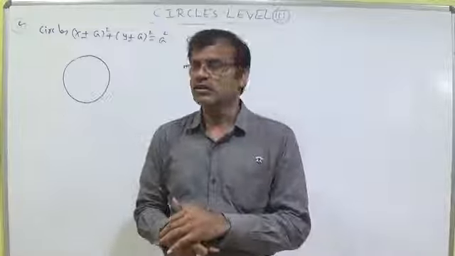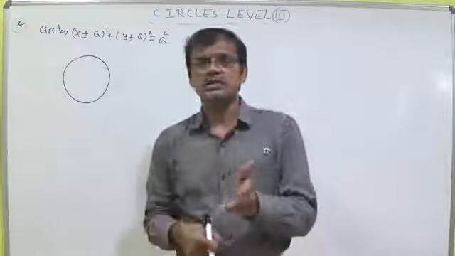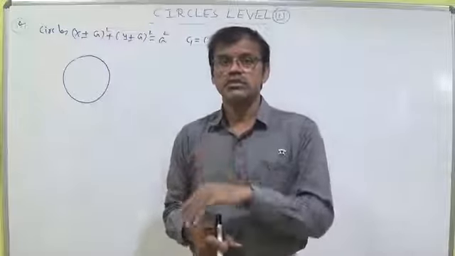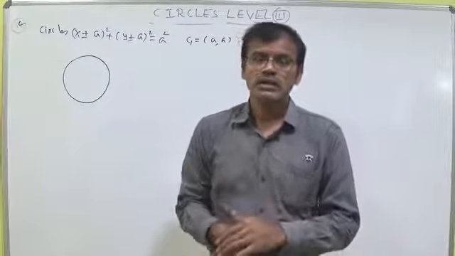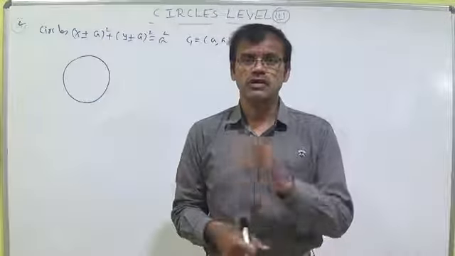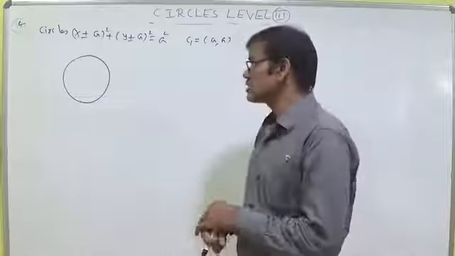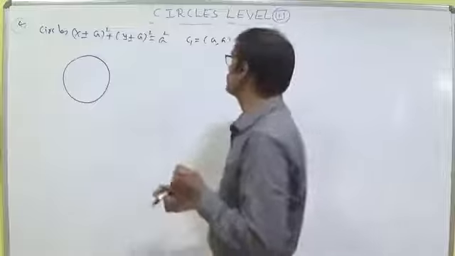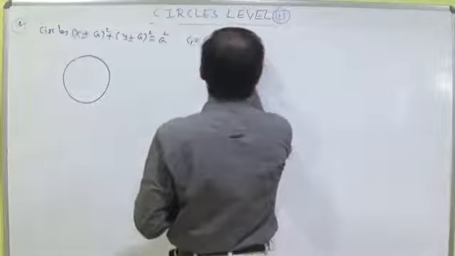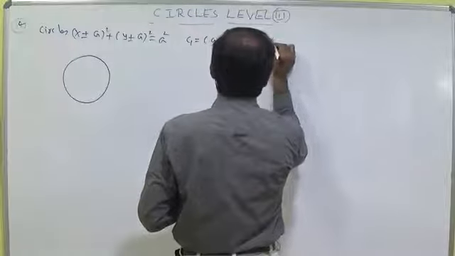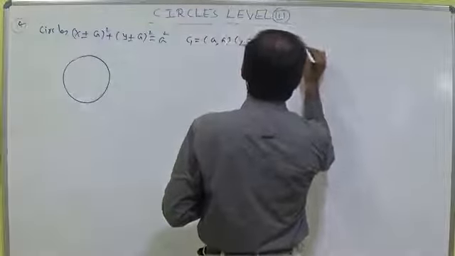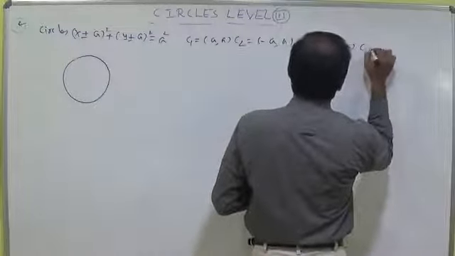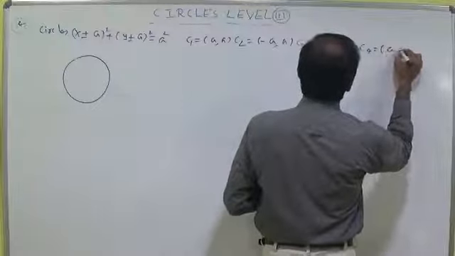Next, the minus plus case: (x minus a) whole square plus (y plus a) whole square, so the center is (a, minus a), fourth quadrant. Let us consider both negative: (x minus a) whole square plus (y minus a) whole square, so the center is (a, a), in the first quadrant. The centers can be in the first, second, third and fourth quadrants. So C1 is equal to (a, a), C2 is equal to (minus a, a), C3 is equal to (minus a, minus a), and C4 is equal to (a, minus a).